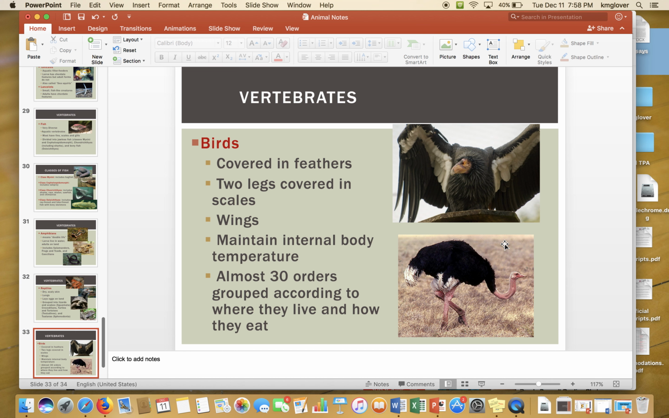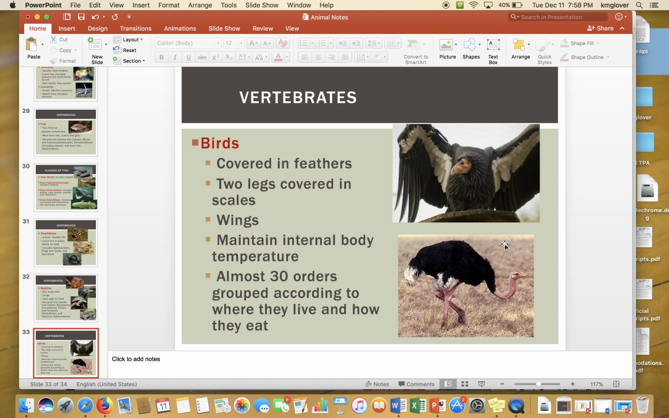Now if you think about birds and mammals, they're kind of similar, but one thing you want to ask yourself is, do I have feathers or do I have hair? If you have feathers, you are a bird. If you have hair, you are a mammal. Your birds are covered in feathers. They have two legs covered in scales. They have wings. You know what a bird looks like. They maintain an internal body temperature. So unlike amphibians and reptiles, they are endotherms, so they regulate their temperature inside based on metabolism.